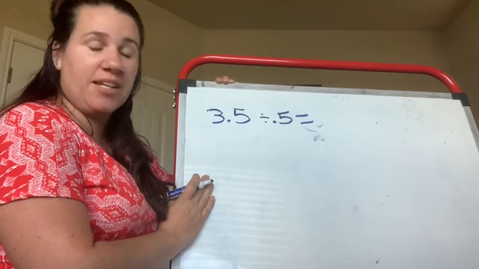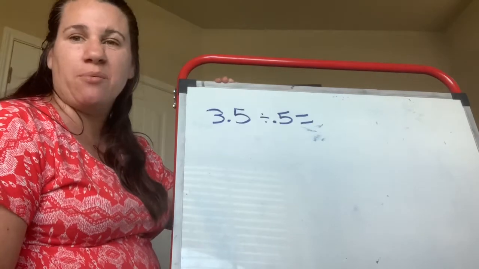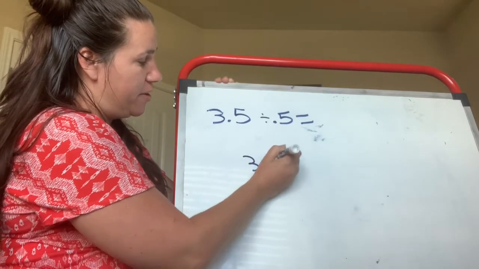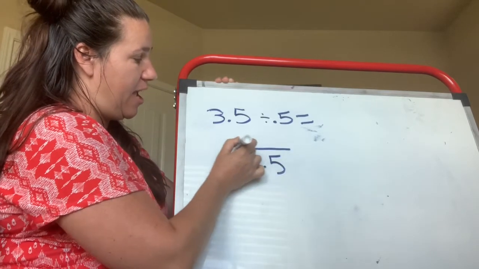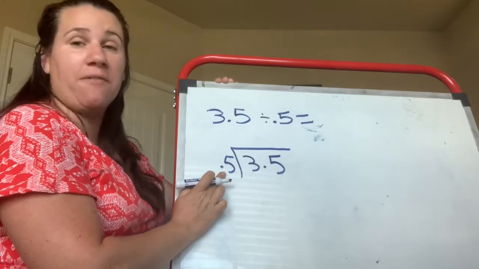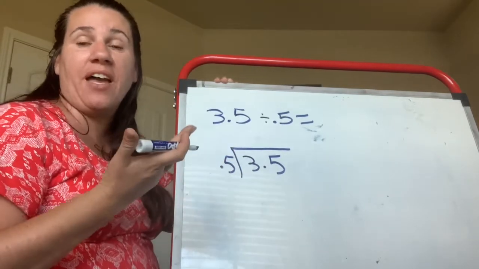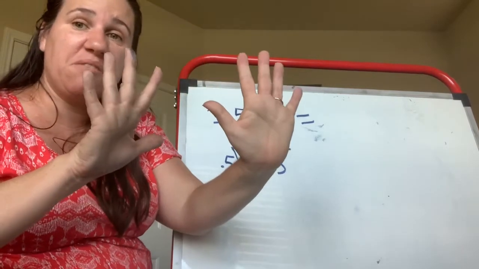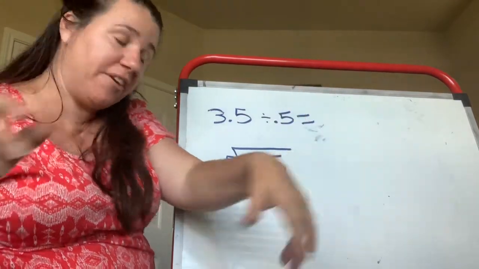So the next thing I need to do is I want to try it with numbers. So here we go. This is what I have, 3.5. And I'm making groups of a half. Remember, we know 5/10 is half. If I have 5 out of 10, I have half. I have 10 fingers and I have 5 of them. That's half of my fingers.